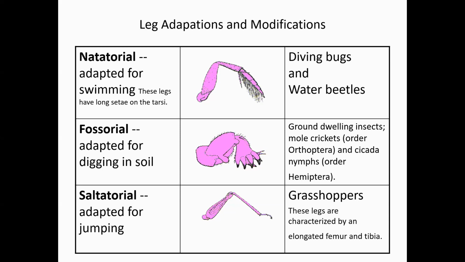Then saltatorial type of legs. It is observed in case of grasshoppers. Modification is observed only in case of hind legs, the third pair of legs of grasshoppers. Here, the tibia and tarsus are normal. The femur and tibia are elongated here. It is very much elongated compared to the first two pairs of legs. So grasshoppers are the examples for saltatorial or jumping type of legs.